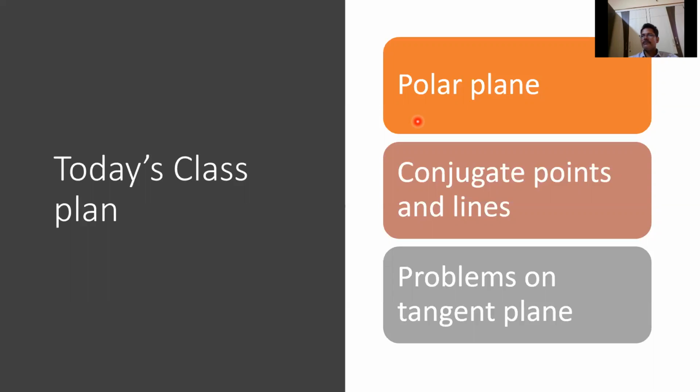We will also see when two points are called conjugate points, when two lines are called conjugate lines, and we see some problems on tangent plane. In the last class, we have seen the tangent plane. We see some problems on tangent plane.